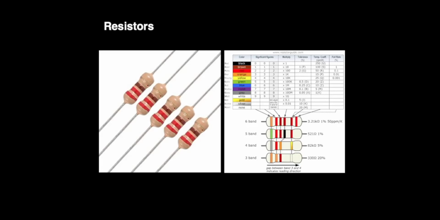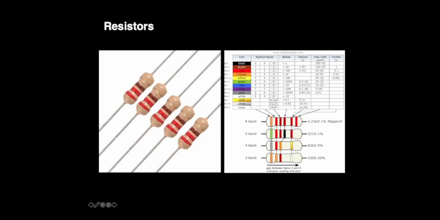So the next thing I want to talk about are resistors. Resistors are basically used to control the amount of current that goes through your circuit. So if you don't want to fry a component like an LED or a motor that can only handle so much current, then you have to figure out what the right resistor is to use in that circuit.